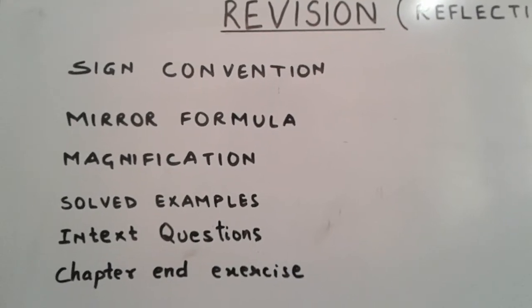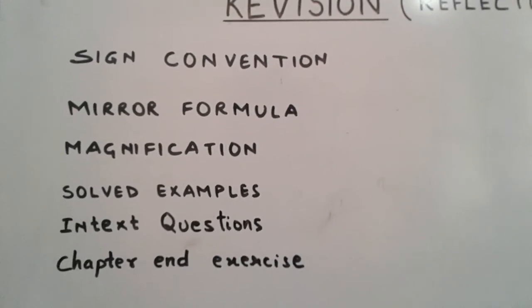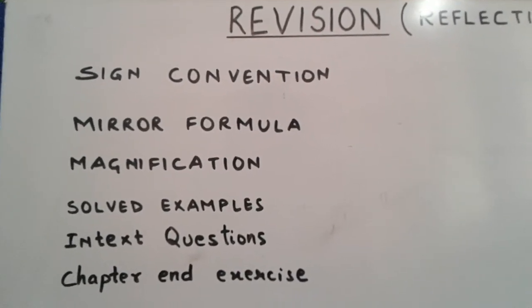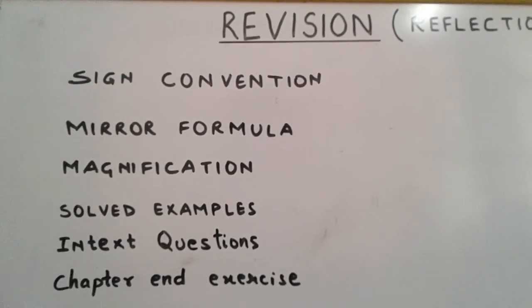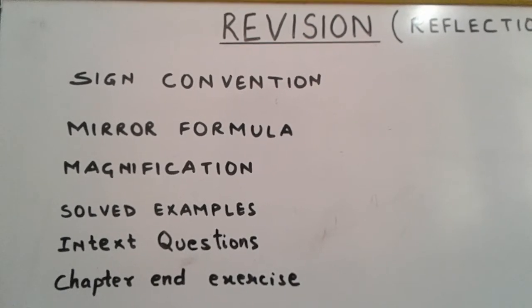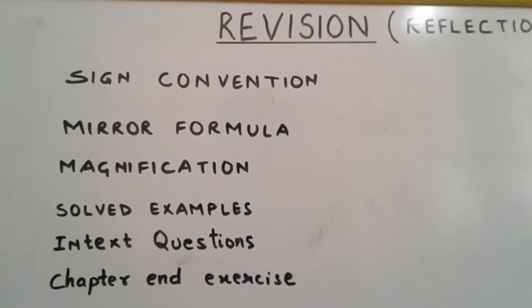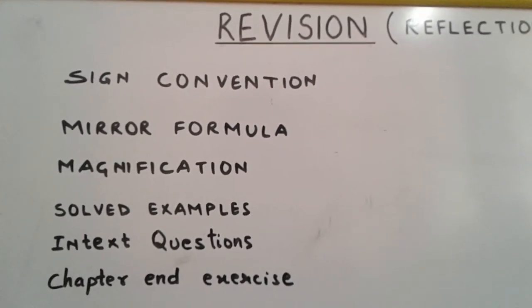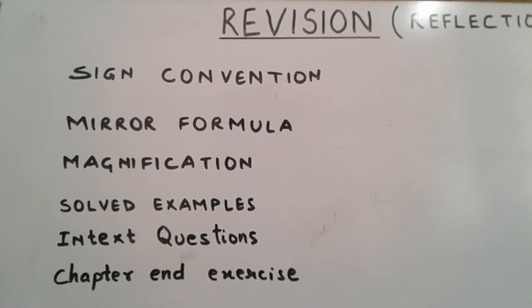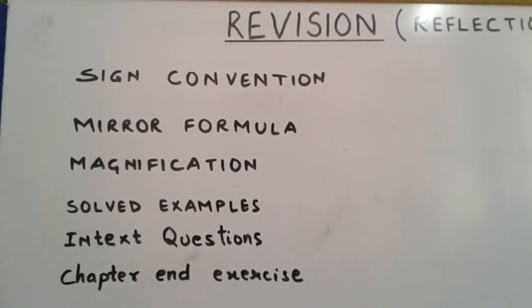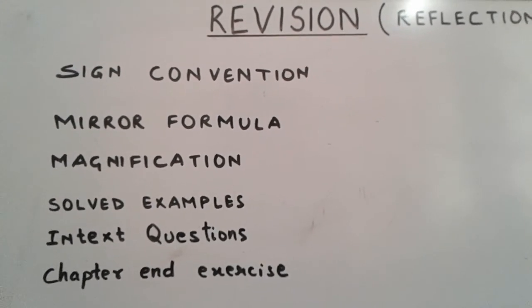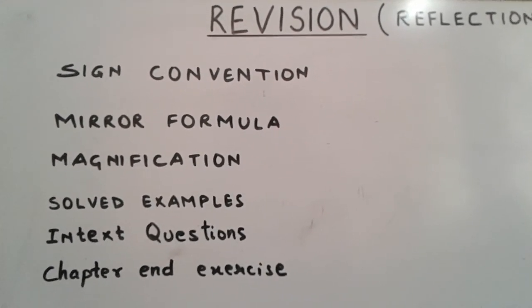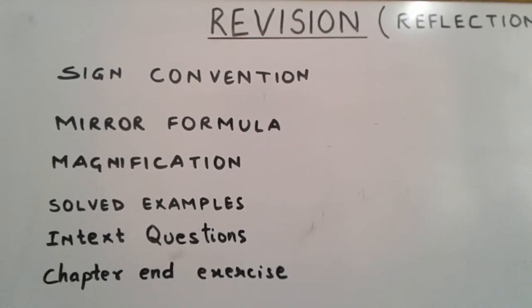The next is the sign convention, which was already given in the notes. The mirror formula: 1 by f is equal to 1 by v plus 1 by u. Magnification tells the ratio of the height of the image to the height of the object, along with its sign. Go through the solved examples, children, the in-text questions and the chapter-end exercises. Do the revision of the reflection portion only and get prepared for the class test.